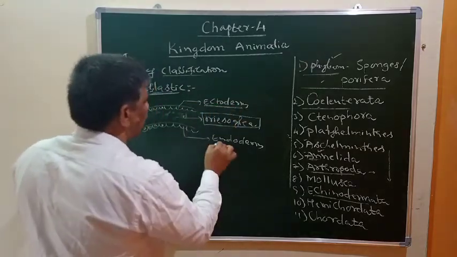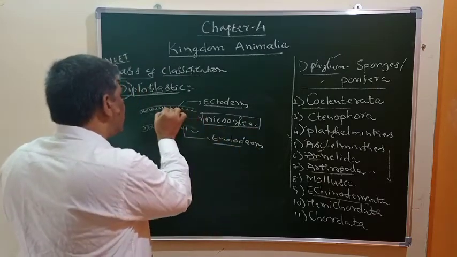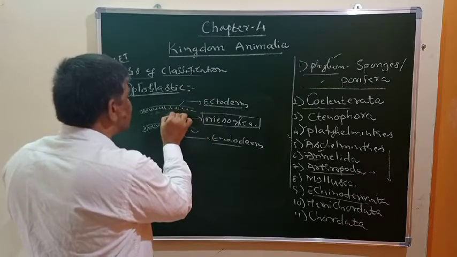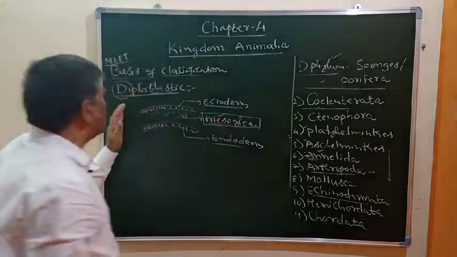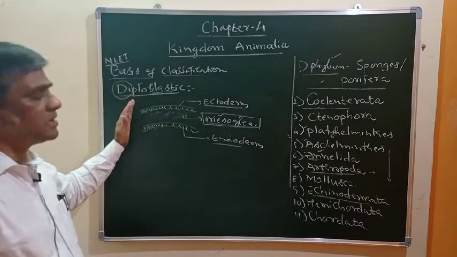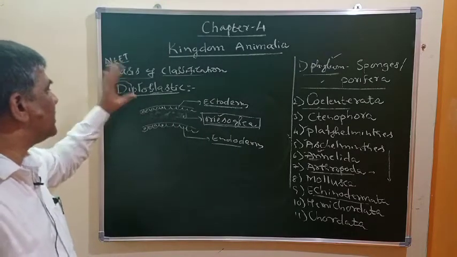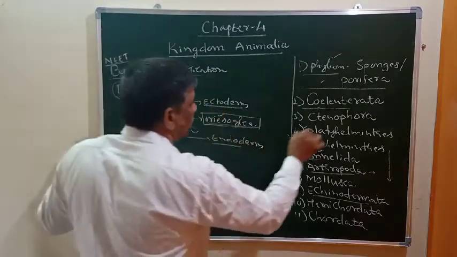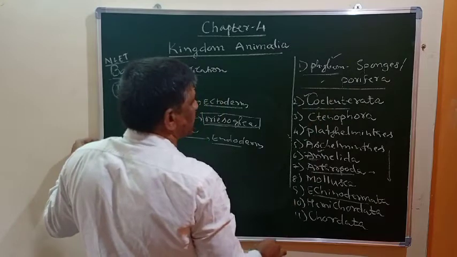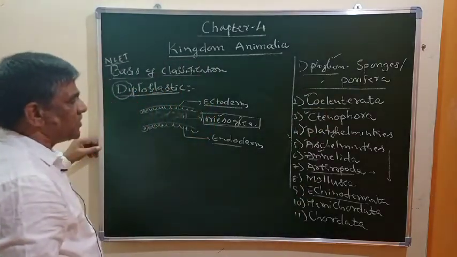One is ectoderm and the other is endoderm. But the middle cellular layer is absent. Instead, non-cellular mesoglea is present, and such organisms are called diploblastic animals. That organization is called diploblastic organization. In Coelenterata, diploblastic organization is present. In Ctenophora, diploblastic organization is present.